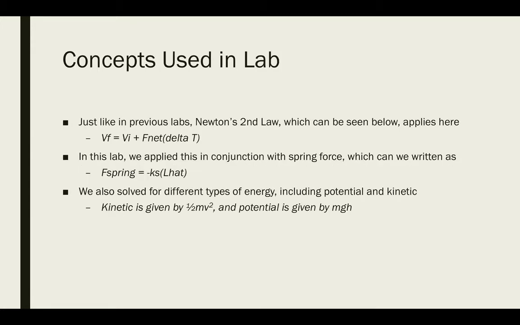The concepts used in this lab. Just like in previous labs, Newton's second law, which can be seen below, applies here. The final velocity is equal to the initial velocity plus the net force times the change in time. In this lab, we applied this in conjunction with spring force, which can be written as the spring force is equal to negative k, the spring constant, times s times L hat, which gives us our direction. We also solved for different types of energy, including potential and kinetic energies. Kinetic energy is given by 1/2 mass times velocity squared, and potential energy is given by mass times the acceleration due to gravity times the height.